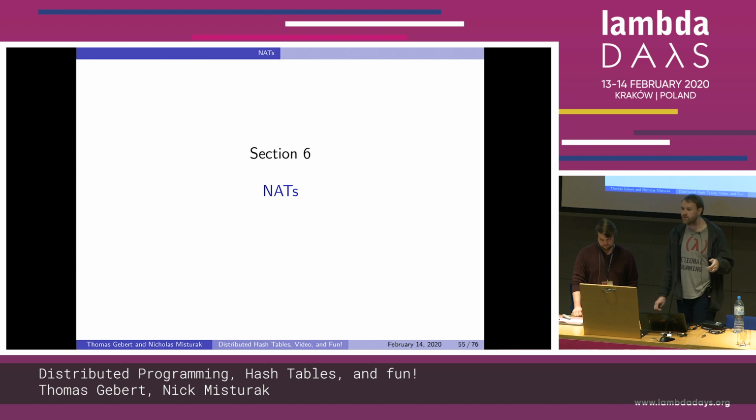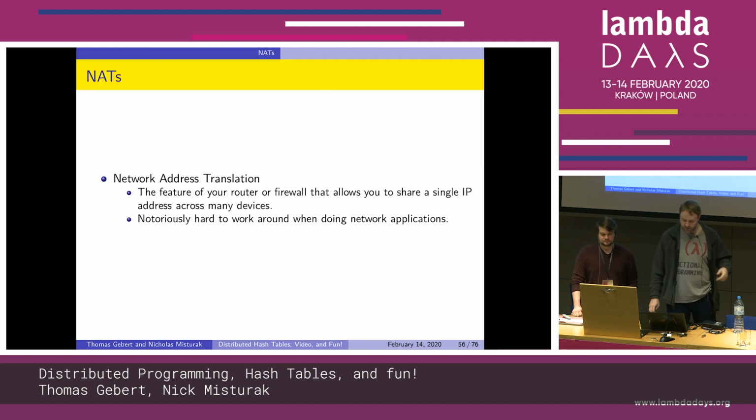Anyone here who's done network engineering can collectively groan about NATs, network address translation, because they are the worst thing made by humans. They're a pain because, to those who don't know, NATs are effectively what your router uses to share one IP address across lots of devices in your home network. They're useful, and I hate them, because that's sort of a code word for saying, I don't know which device to talk to. And they're really hard to work around for doing network engineering.